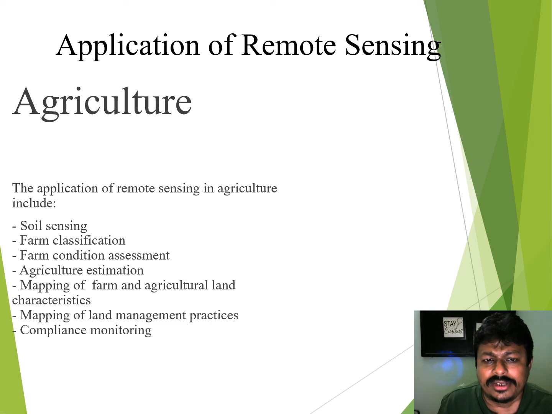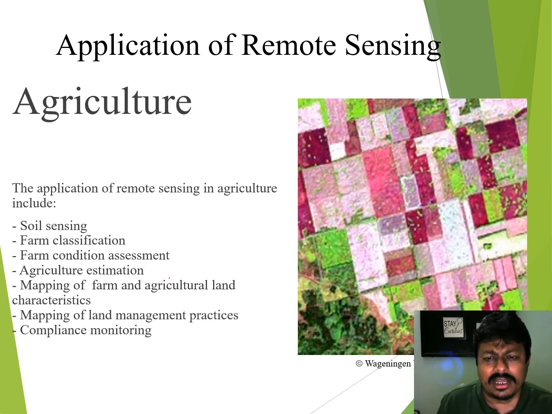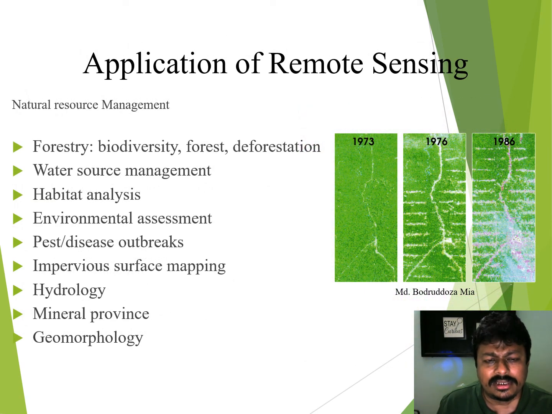In the case of agriculture also you can use remotely sensed images in soil sensing, classification of farms, farm condition assessment, agriculture estimation, what type of crop can be cultivated there. Then mapping farm and agricultural land characteristics, mapping of land management practices, compliance monitoring, all these things you can estimate through the remotely sensed images.